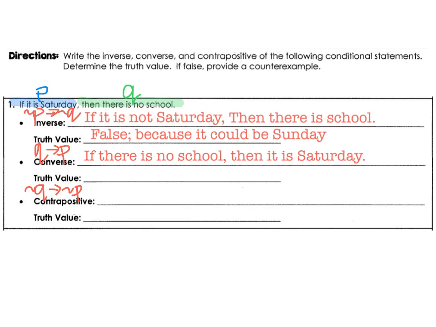All right, we switched our P and Q statement. We put Q first, then P. So if Q, then P. If there is no school, then it is Saturday. All right, then we want to determine the truth value of this. Is this true? Is this false?